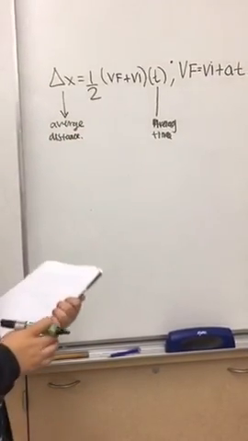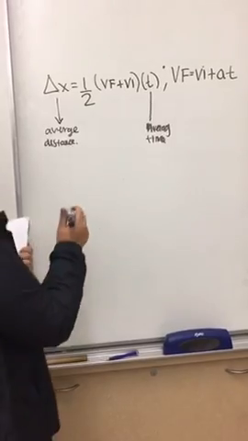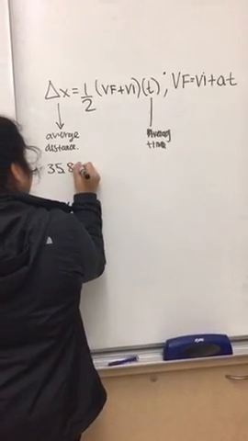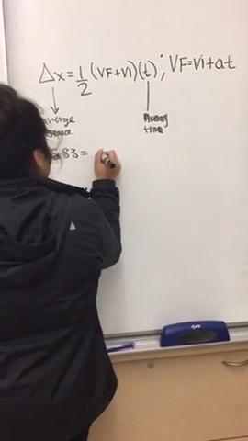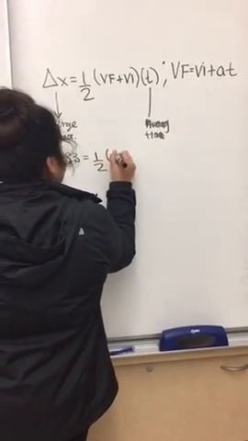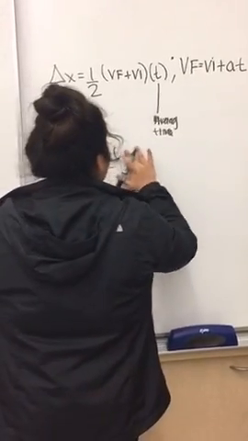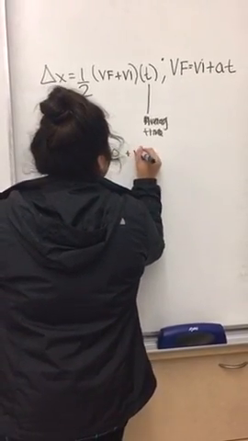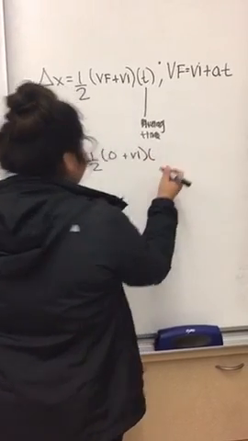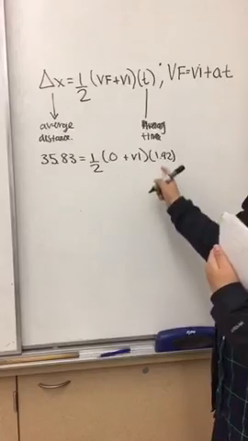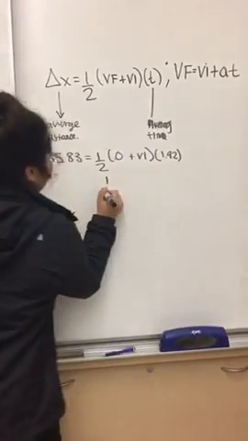So when I calculated the average distance, I got 35.83, that equals 1/2 (VF plus VI) times t, where VF, because it stopped, would be 0. And I got 1.92 for the time. And then I would just distribute.